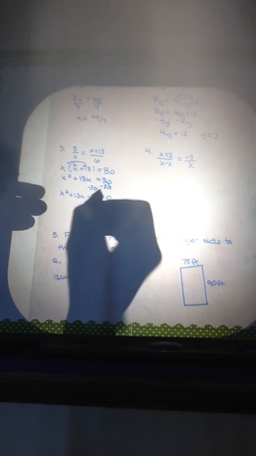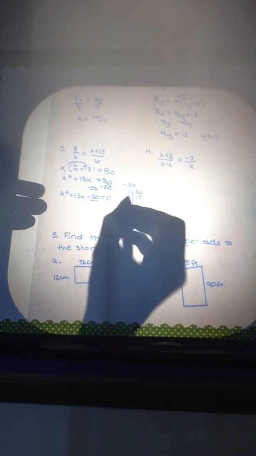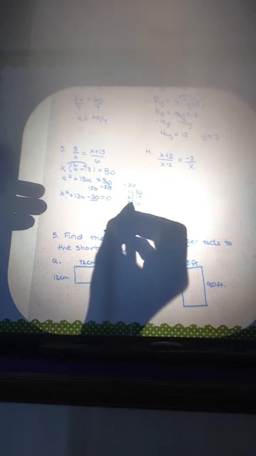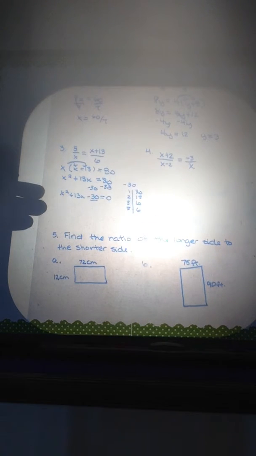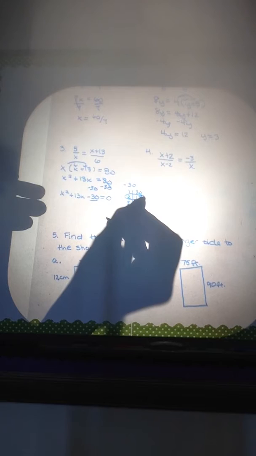Okay, and then anytime we do quadratics, we want to get them equal to 0. So this would be x squared plus 13x minus 30 equals 0. Now we can factor. You want to do this anytime you see x squared. So we take the number on the end, which in this case is negative 30, and we start listing our factors of 30. So we have 1 and 30, 2 and 15, 3 and 10, 5 and 6. And we look at those and we circle the ones that could be added or subtracted to 13. So I could subtract 2 and 15, or I could add 3 and 10.